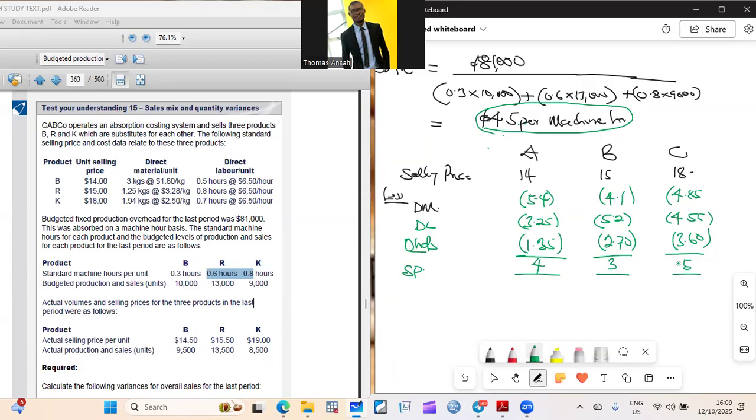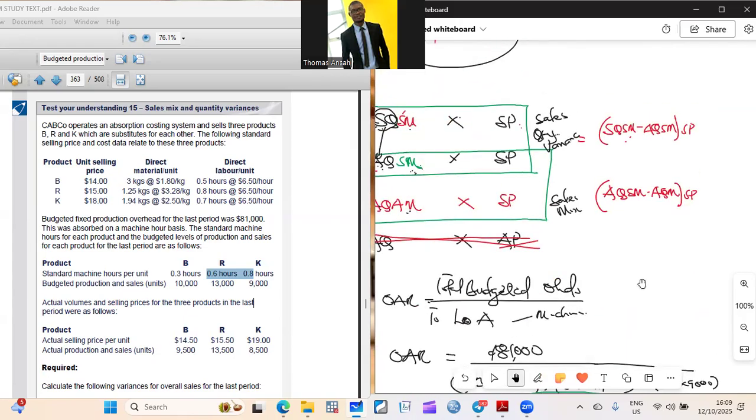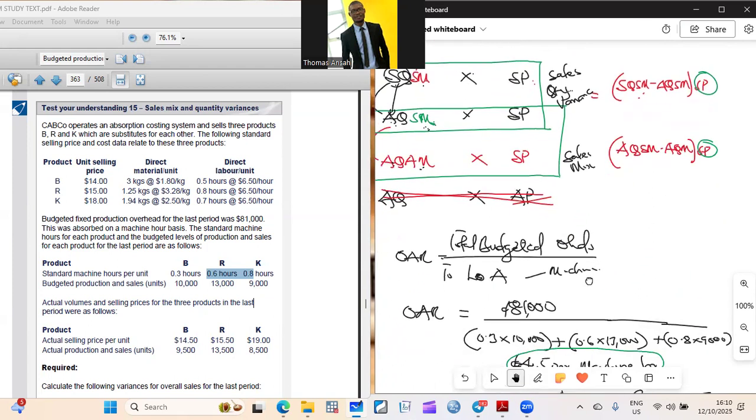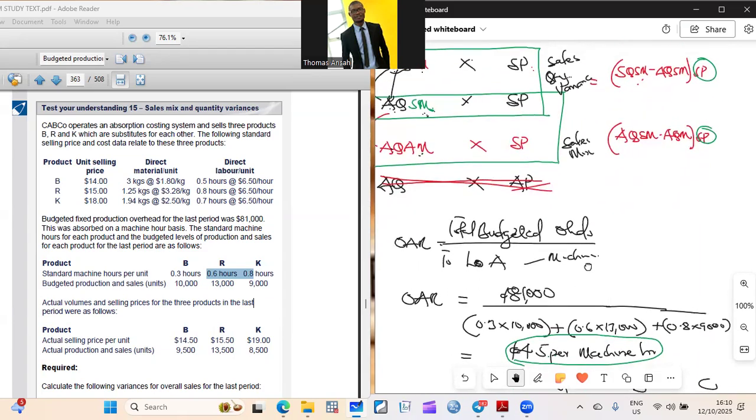So now you've seen the standard profit from what you needed. So in the formula, you've been able to find the P, this one, and this one. The next is what you need to do, SQSM. You need to do SQSM, AQSM. All right. So that is that. So if we are doing, for example, which one should we do first? The mix.